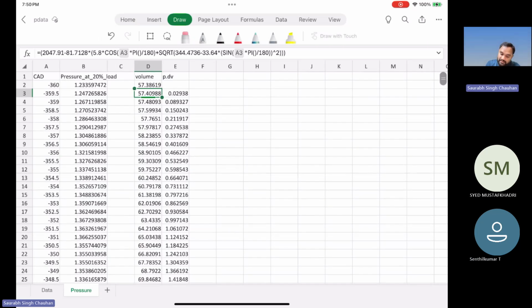Now you have pressure, right? You have pressure and volume. So you can draw the PV curve and P theta curve, all types of curves. Maybe in the tablet it is not possible, so I will use the laptop. Just give me 1 second.